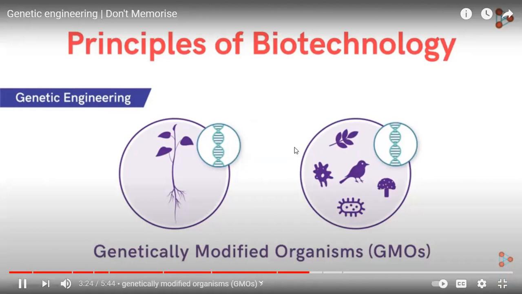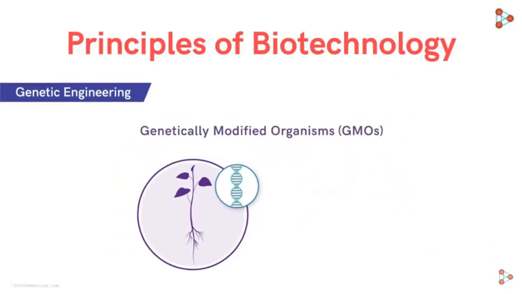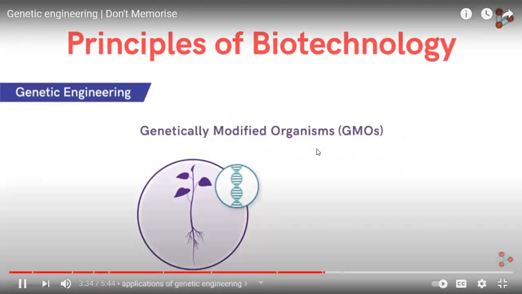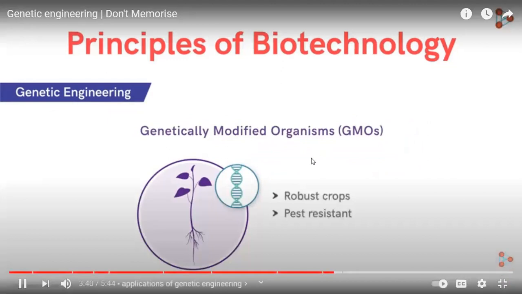What kind of applications does this serve? Modifications in organisms can give rise to beneficial products. Consider plants, for example. With the help of genetic engineering, we can produce robust crops, pest-resistant varieties, and also more. So these are the applications of genetically modified plants. So we can make a pest-resistant plant.